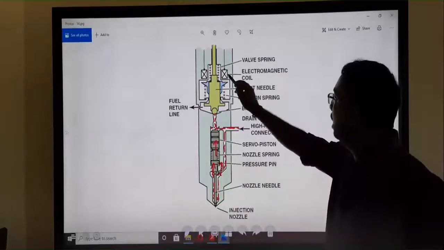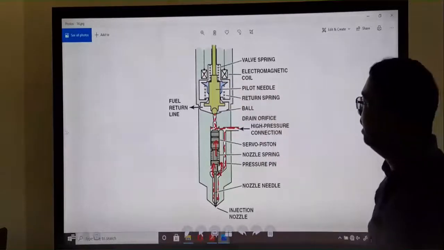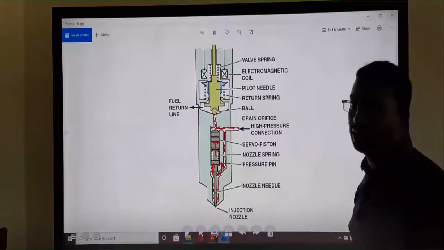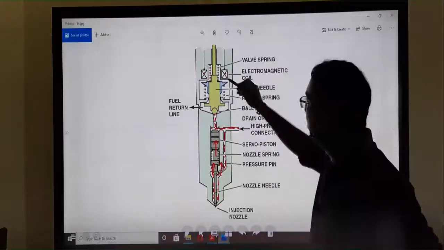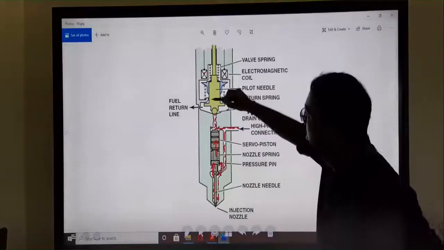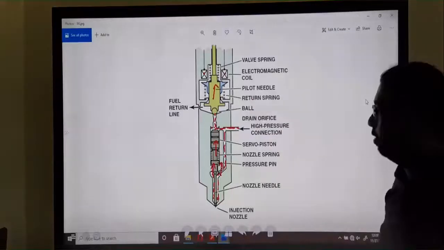This is also the electromagnetic coil. These both are. Okay. When this electromagnetic coil energizes according to the timing, what will happen? This will attract the pilot needle, so this pilot needle also moves upwards.